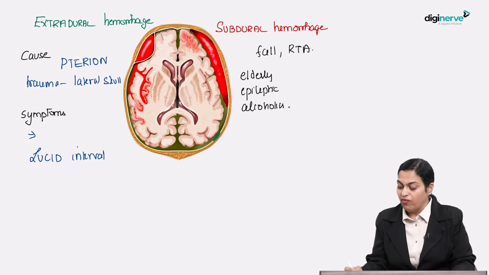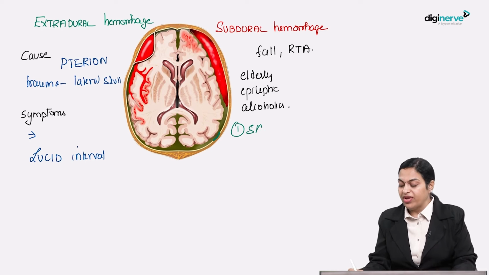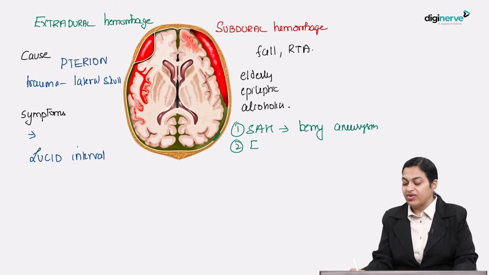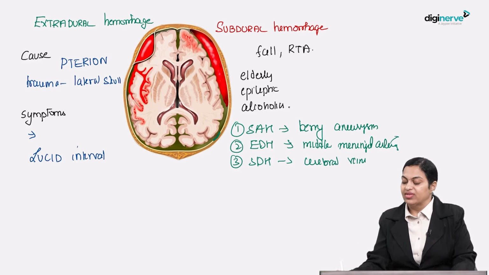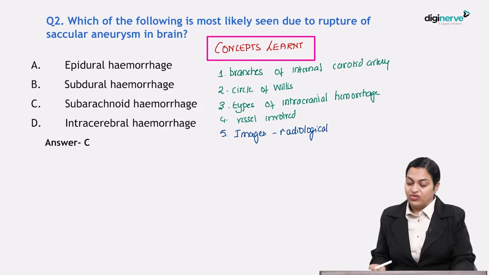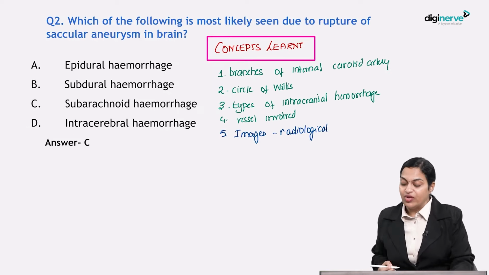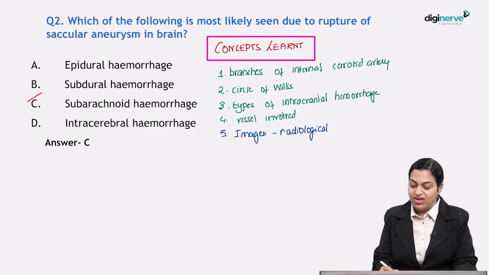So we have seen so far, one is the subarachnoid hemorrhage due to rupture of the berry aneurysm. And then just now we saw extradural hemorrhage, that is due to rupture of the middle meningeal vessels, right? And subdural hemorrhage due to rupture of the cerebral veins. Fine? So which of the following is most likely seen due to rupture of saccular aneurysm in the brain?